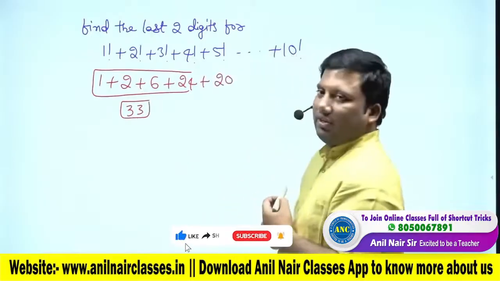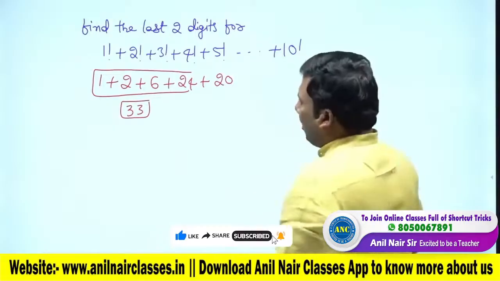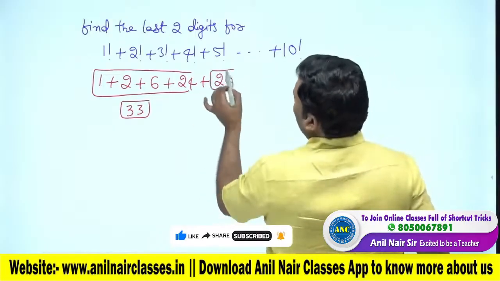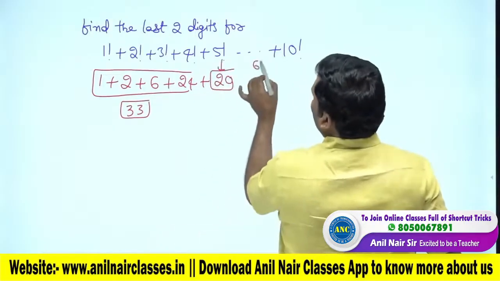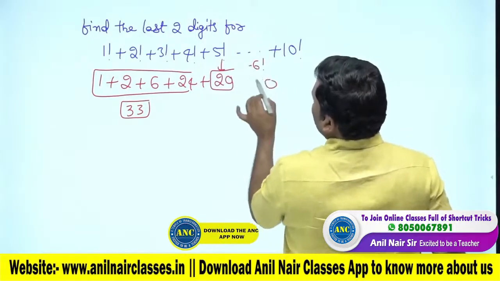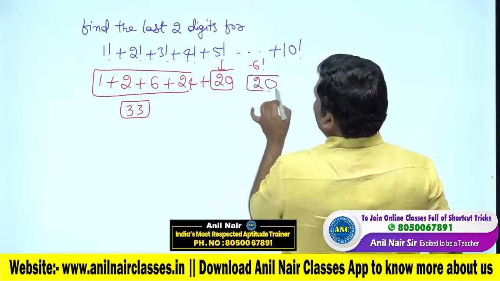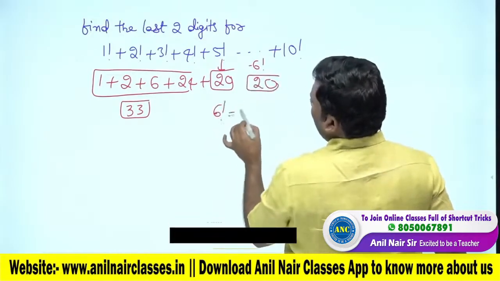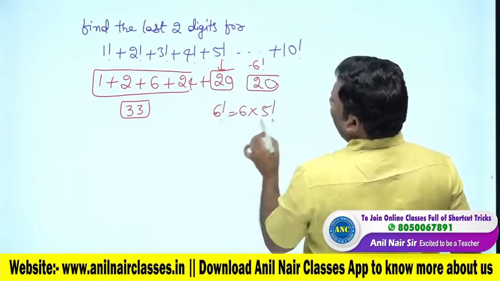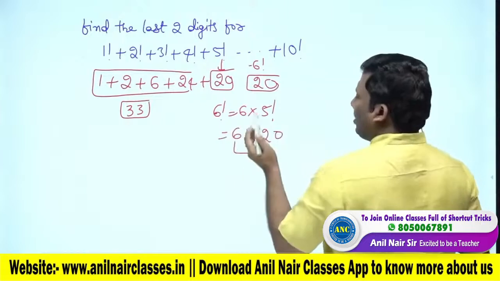It is 33. 5 factorial will be 5 into 24, 120. 6 factorial will be 6 into 5 factorial. So 6 into 20, it will again be 20. Are you all with me? 6 into 5 factorial, 5 factorial is 120. So I am just doing the tens place.